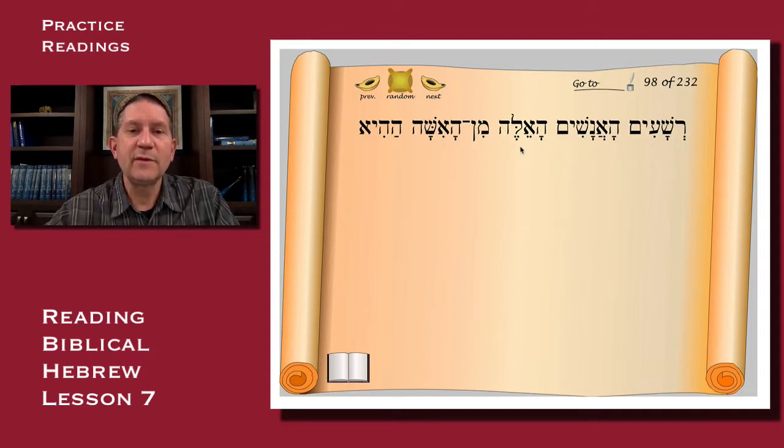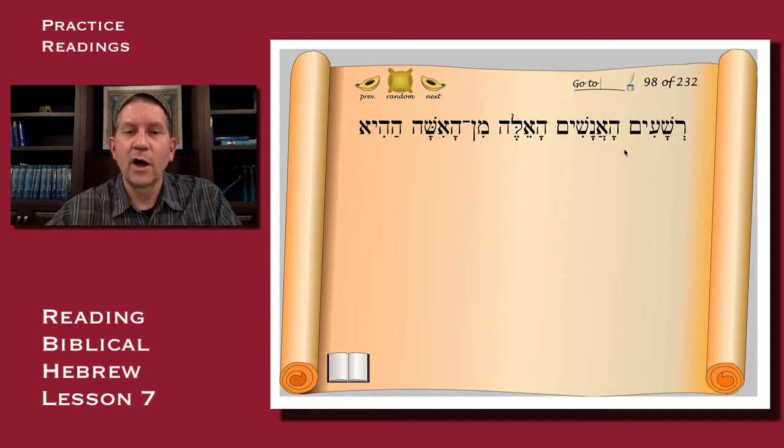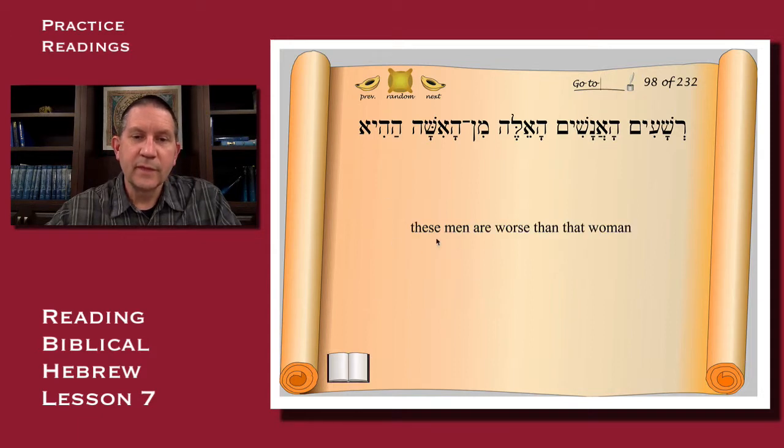Risha'im ha'anashim ha'ela, min ha'isha hahi. Divide it at min. Risha'im ha'anashim ha'ela. Take the attributive position adjective first. So these men, predicate position next after adding a form of to be, are bad, min, than, more than, ha'isha hahi, the woman, that one. These men are worse than that woman.